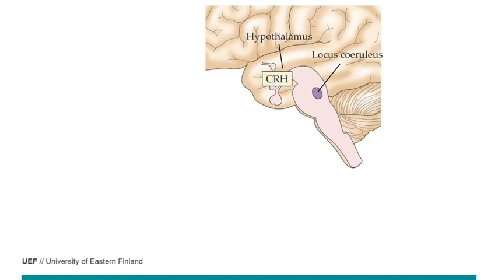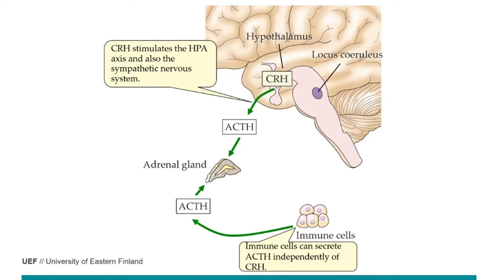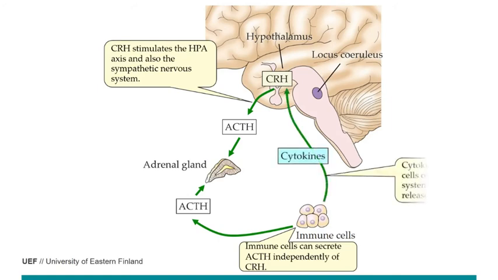So we have corticotrophin releasing hormone acting on the release of adrenocorticotrophin and then acting on the adrenal gland. So we have this HPA axis. And we also have immune cells that are releasing the same substance. And they are also releasing cytokines that stimulate the release of corticotrophin releasing hormone.